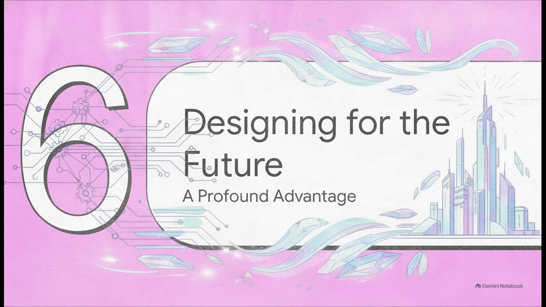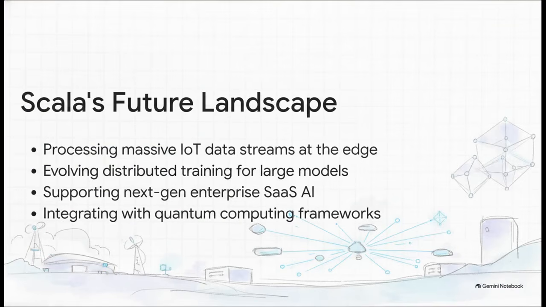Finally, Section 6, Designing for the Future. People sometimes talk about the upfront complexity of learning Scala, but that's actually a profound architectural advantage for the future. Whether we're processing massive IoT data streams, evolving distributed training for large-scale models, or supporting next-gen enterprise SaaS AI deployments, even integrating with emerging quantum computing frameworks, Scala provides the high performance and strict reliability that these complex systems demand.